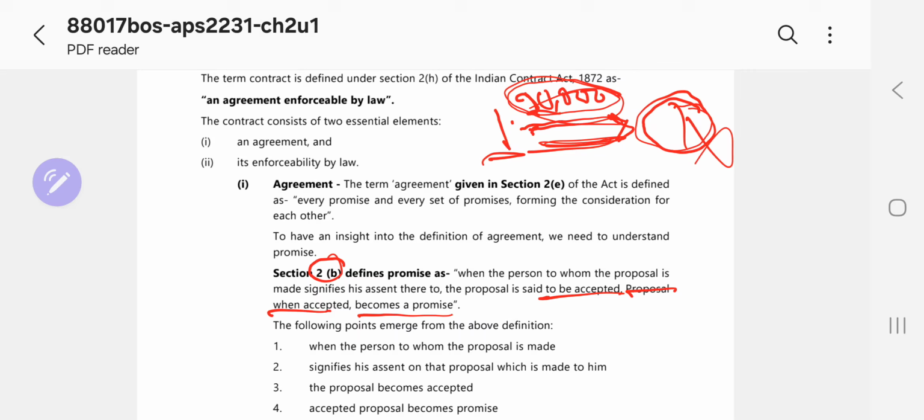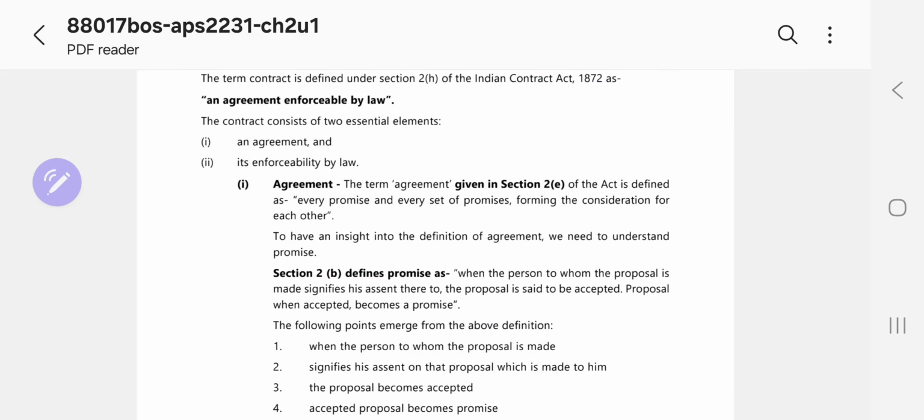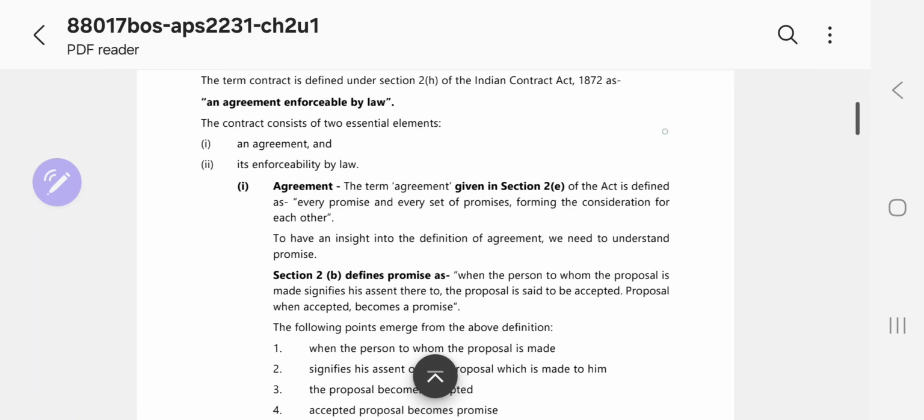Okay, so whenever one person is proposing something and the next person accepts that proposal, then that becomes a promise. So first we will learn what is promise. Promise is when a person to whom the proposal is made signifies his assent. Assent means accepts. Assents thereto, the proposal is said to be accepted. Okay, proposal when accepted, it becomes promise.